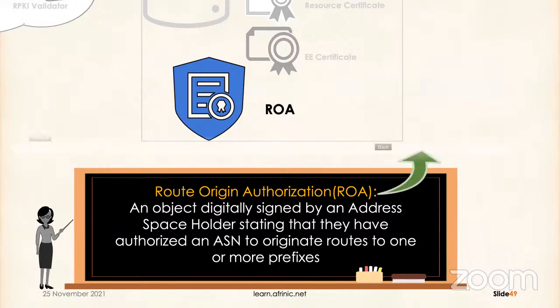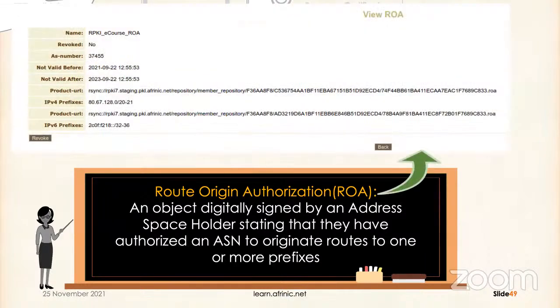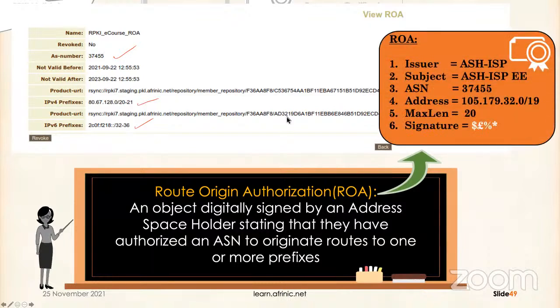Okay, now the ROA looks like this. You can see it has the AS number and the prefixes, the IPv4 and IPv6 prefixes there. But it's kind of a souped up route object that Dev showed you earlier on. The main difference is that it's cryptographically signed and it has a max length, which we'll see later on. So the ROA is also stating that we have an ASN and the prefix, and it's an AS prefix binding like a route object, but it's cryptographically signed.